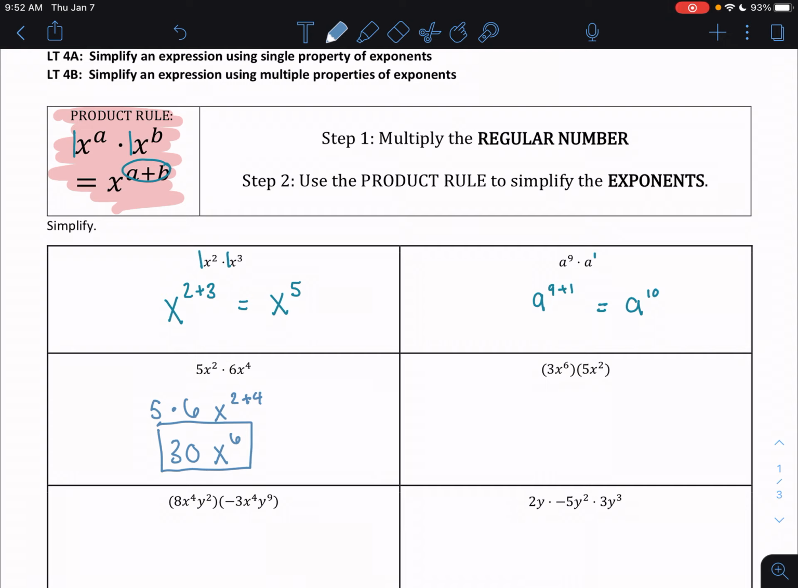All right, this next one, same thing, but instead of there being a little dot in between, we have these in parentheses. Still means to multiply. So we have 3 times 5. Those are our regular numbers there. And then if you want to use a different color here to show you the different steps, then we have x and 6 plus 2. So 3 times 5 is 15, and 6 plus 2 is 8, so 15 times x to the 8th. That is our answer for this one.